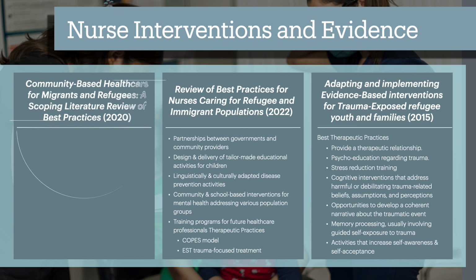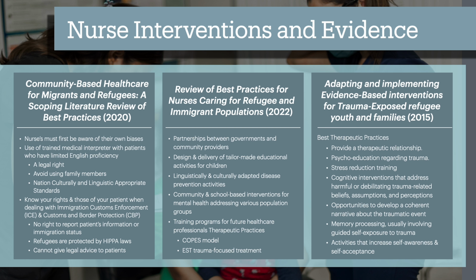Finally, as always, nurses, we must be aware of our own biases. We want to always use a medical interpreter with this patient population. That is their legal right. And then we also want to know our rights and the rights of our patient when it comes to dealing with Immigration and Customs Enforcement and Customs and Border Protection. There is no right on our part to disclose our patient information or immigration status. Refugees are protected by HIPAA laws, and we cannot give any legal advice to patients, but we can provide them with resources, but it is out of our scope to give legal advice.